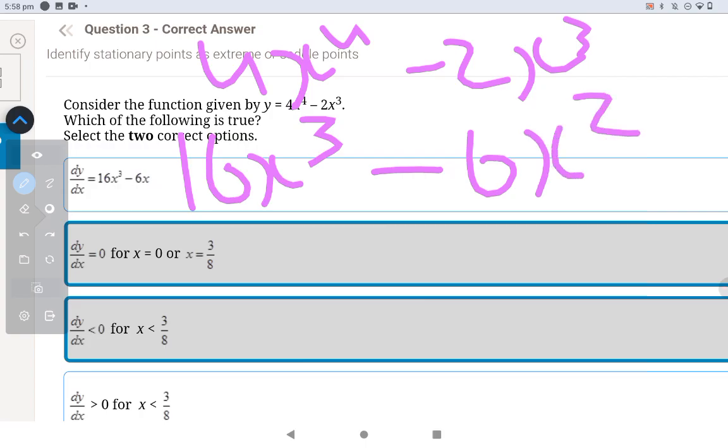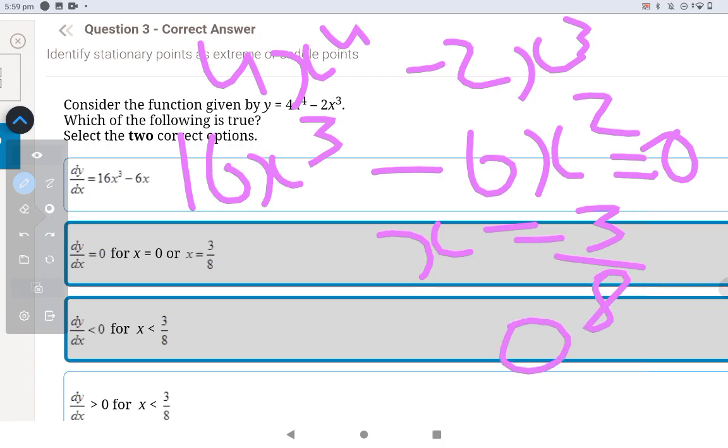Okay, now to find what makes this equal to 0, we factor out 2x squared, and then you put the values in. So you get 16 minus... wait, I made a mistake. Negative 6, not 16. Okay, yes, you get 3 over 8 and 0. So x is 3 over 8 and 0.